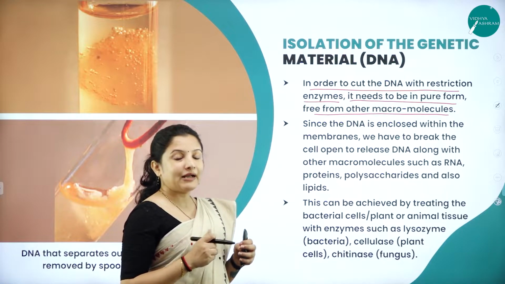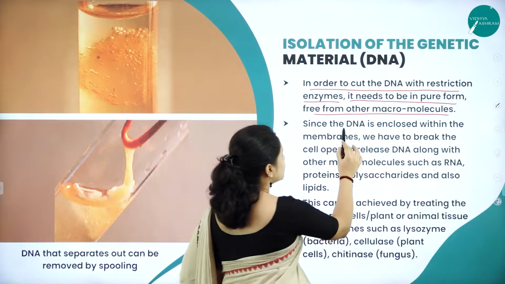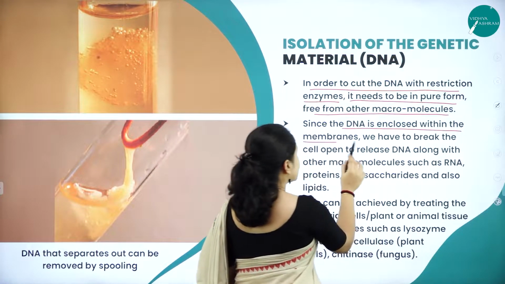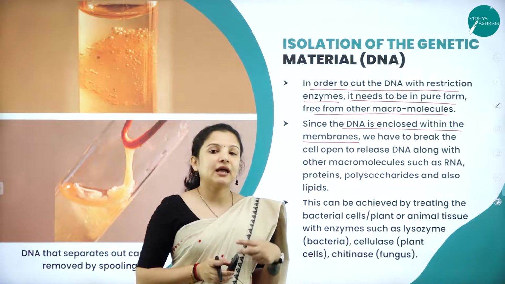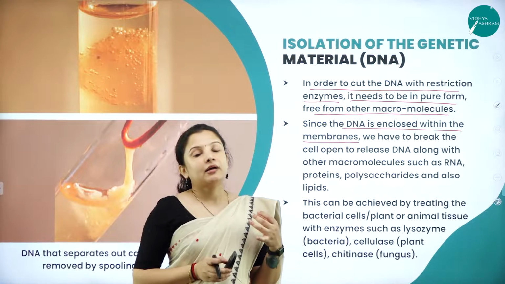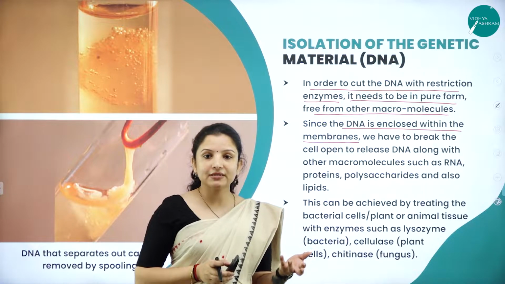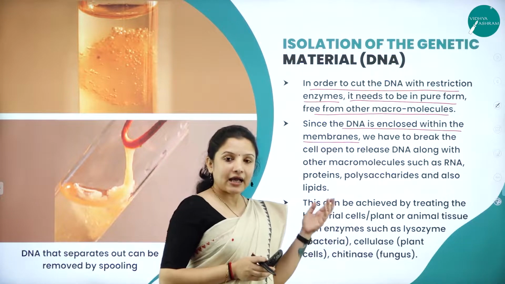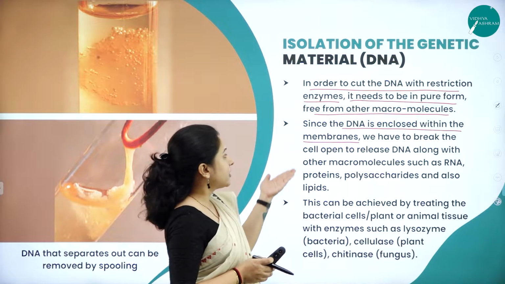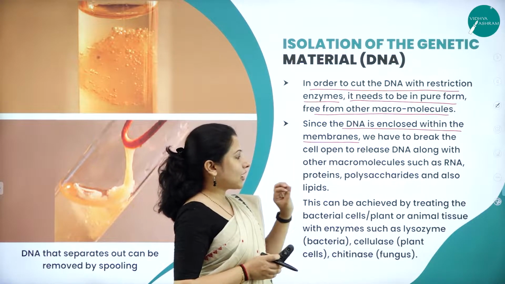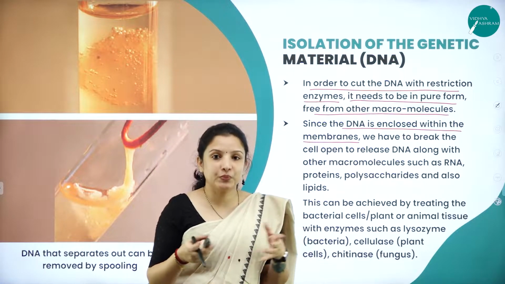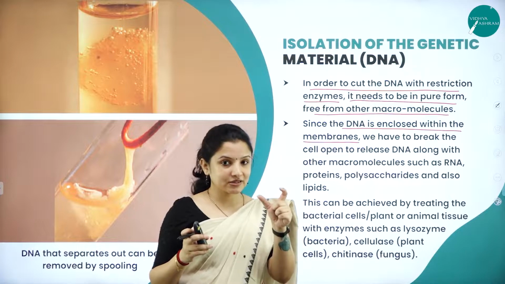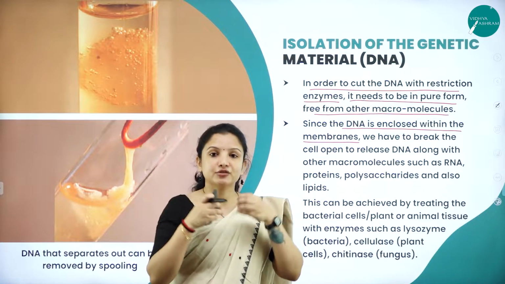We all know that the DNA is enclosed within a membrane, right? Which membrane? A plant cell will have the cell wall and the plasma membrane. An animal cell will have only one membrane, right? So here, first, what has to be done? The cell has to be lysed. Lysis means to break. Remember, lysis means to break, ligate is to join.